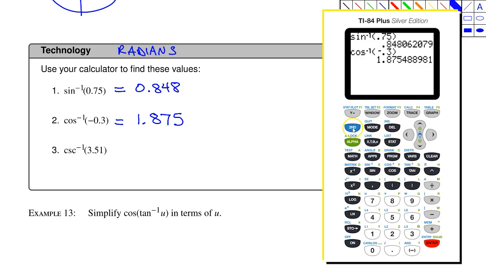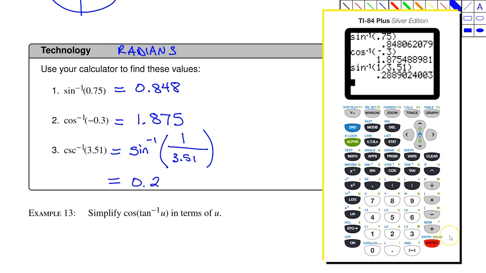Next, we want the inverse cosecant of 3.51. Well, we don't have an inverse cosecant function on a calculator, so I need to rewrite this in the alternative form. The alternative form involves using arcsine and the reciprocal of the number I want to take the inverse cosecant of. So it's the inverse sine of 1 over 3.51. If you type that in, you get 0.289.